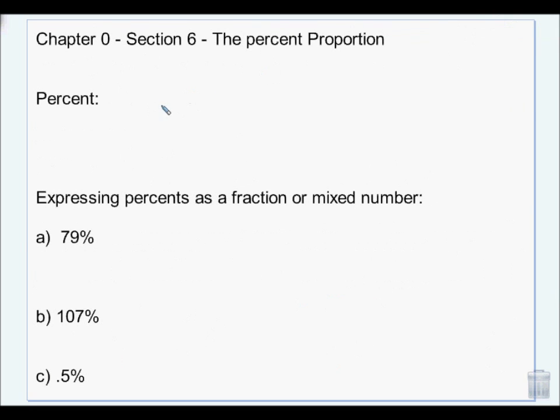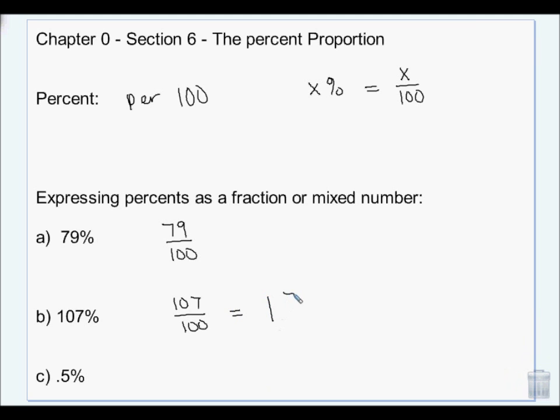So percent proportion. Percent literally means per 100. So if you have X percent, that's the same thing as X over 100, because it's whatever number it is per 100. So if you're going to take these percents and express them as fractions, 79% would be 79 over 100. 107% would be 107 over 100. And if you wanted to, you could turn that into a mixed number, which would be 1 7/100.